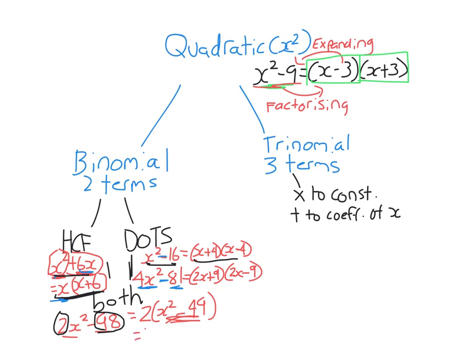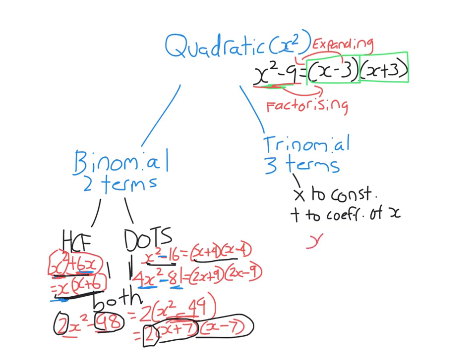So we keep our 2 out the front, difference of two squares, square root the first, square root the second. One gets a plus, one gets a minus. This time we wrote the binomial as the product of 1, 2, 3 factors. So we still factorized. So trinomials have three terms.